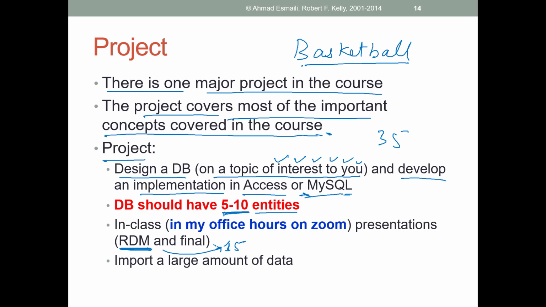And once you have that design, you will have to present that in front of me. All right, so this RDM will also have some points. These things will happen probably after a couple of weeks, right? And I'll be posting the announcement about RDM, like when it is due and all those things. And in your project, you should have a large amount of data. We'll figure out what is large.